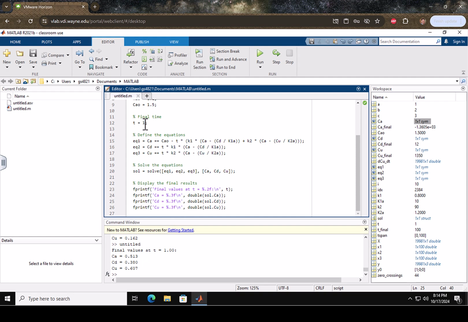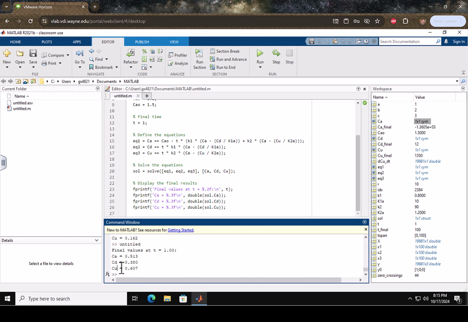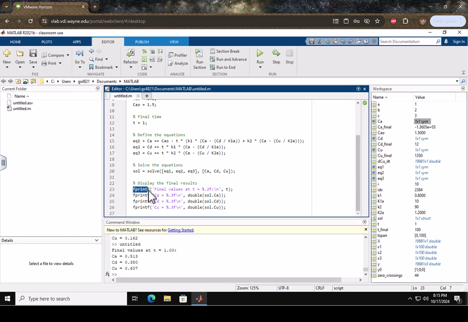So let's run this at time equals 1. If we run it at time equals 1, we're going to get the concentrations for a CSTR given a residence time of 1 minute. You get the final concentrations of A, concentration of D, concentration of U. That's going to be your outlet concentrations. This is just using the fprintf function.